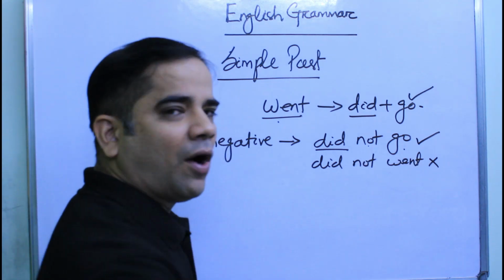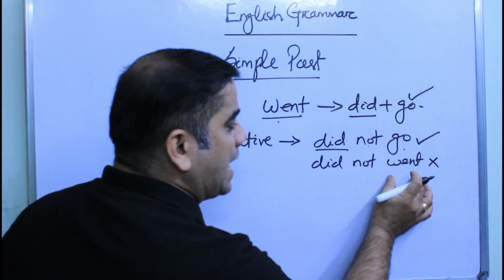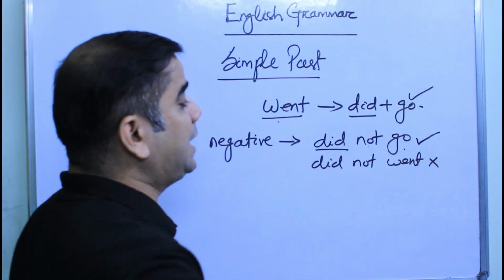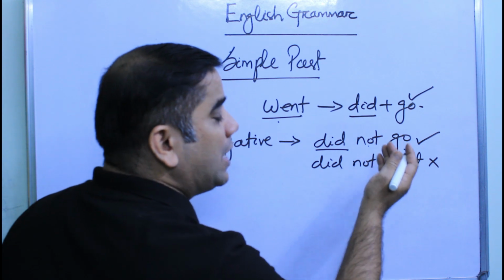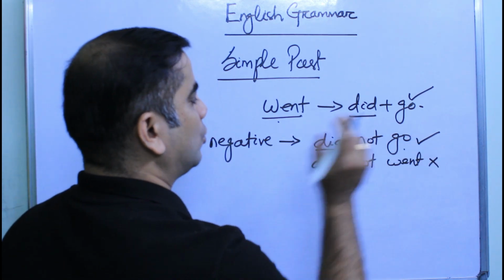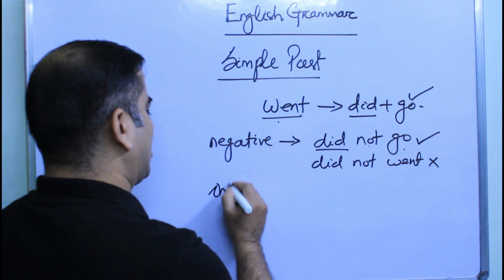Went is the V2 form. But why is it went? Because it is did plus go. Go is associated with did to form went. So when we bring did out of went, it leaves go. Did not go. Okay.